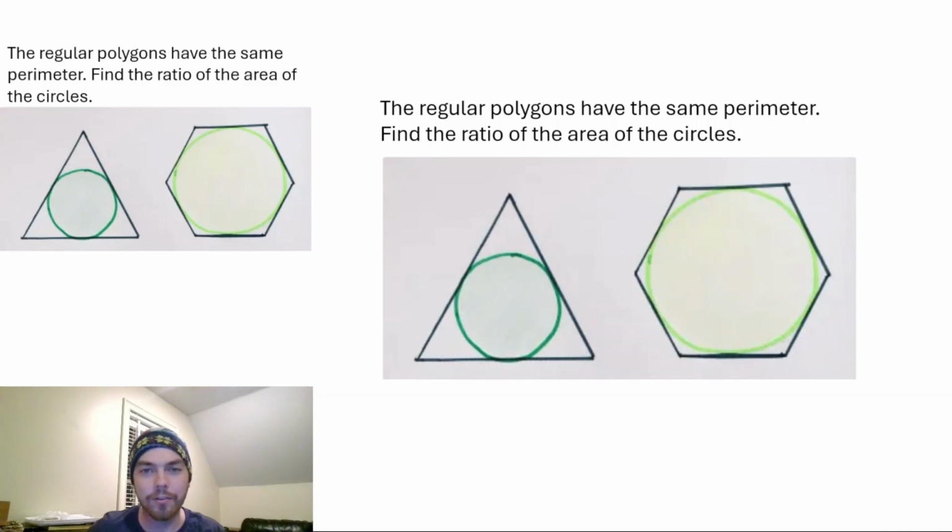Hey y'all, here's a fun geometry problem. It says that the triangle and the hexagon are both regular polygons and they have the same perimeter. We have to find the ratio of the areas of the circles.